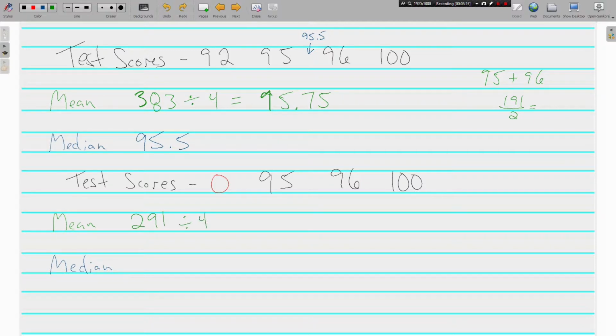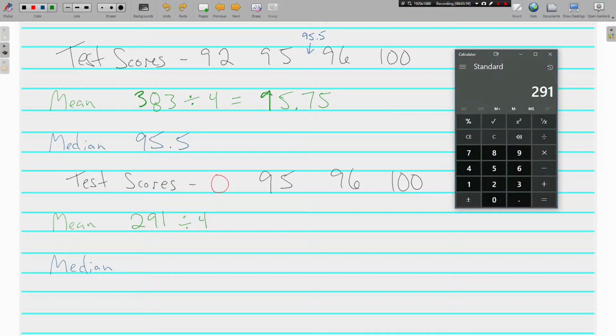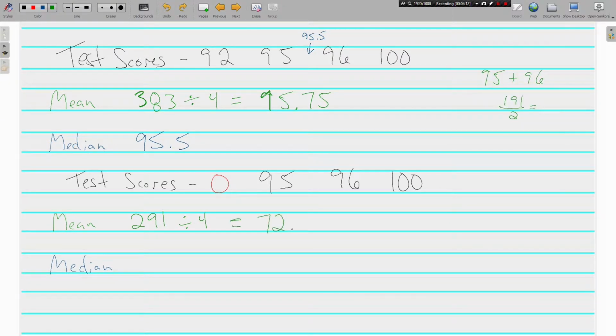Even though we didn't have anything with the 0, the 0 is still in our data, and we're dividing by the number of data items. That gives us a mean of 72.75. Look what happened to the average with just one 0. Think if these were your tests or your quizzes, or one assignment that you didn't turn in. You may have all these other good scores, but that one 0 brought what should have been in the 90s all the way down to the low 70s.